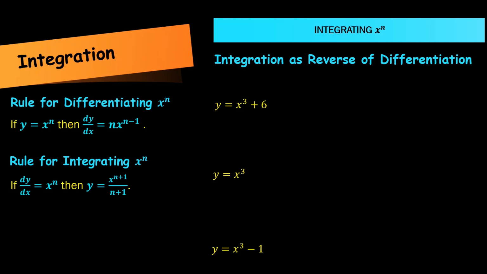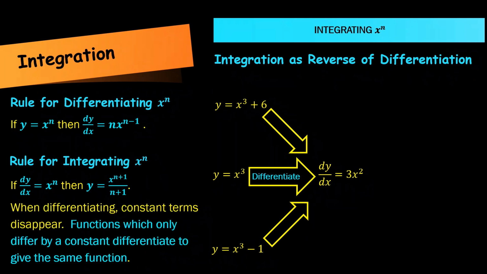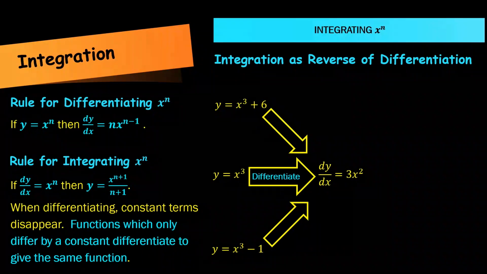y equals x cubed plus 6, y equals x cubed, and y equals x cubed minus 1. All 3 functions are different. However, when we differentiate, we obtain dy/dx equals 3x squared for each of them. So when differentiating, constant terms disappear. Functions which only differ by a constant differentiate to give the same function.